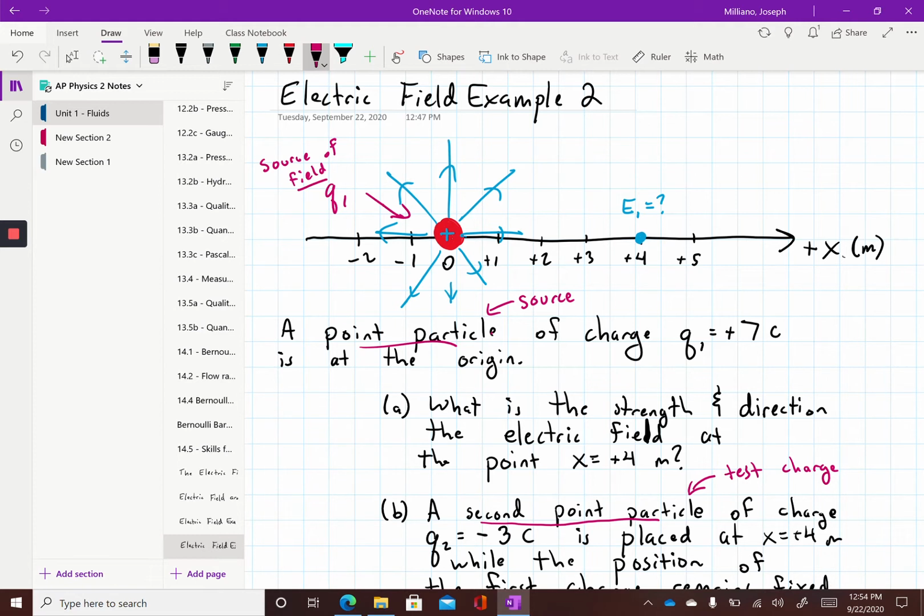So let's answer part A. The direction of the electric field, well, it points radially away. If we place a positive test charge at this point, there's no charge here. It's an empty point in space. But if we did place a positive test charge there, it would feel a force to the right. So the direction of that electric field is to the right.